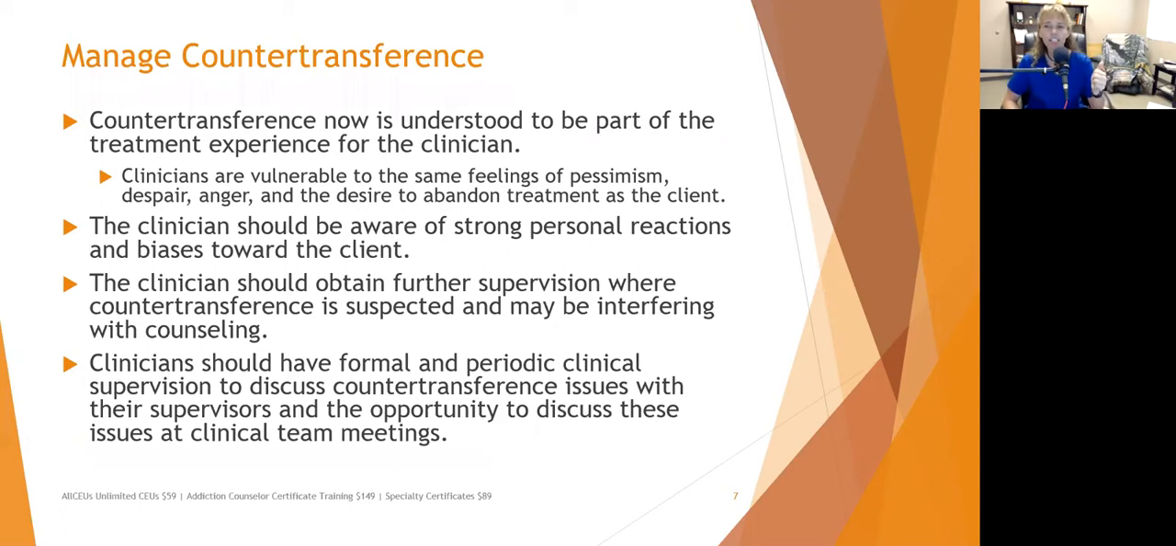The clinician needs to be aware of strong personal reactions and biases toward the client for any reason. And the clinician should obtain further supervision where countertransference is suspected and may be interfering with counseling.